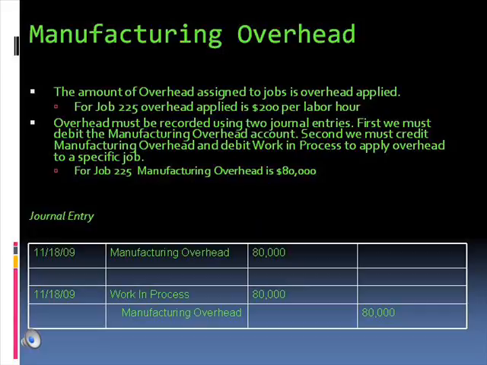For job 225, manufacturing overhead is $80,000. Here at the bottom is the journal entry. On 11/18, we debited manufacturing overhead $80,000. We also debited work in progress $80,000. And then we credited manufacturing overhead $80,000.